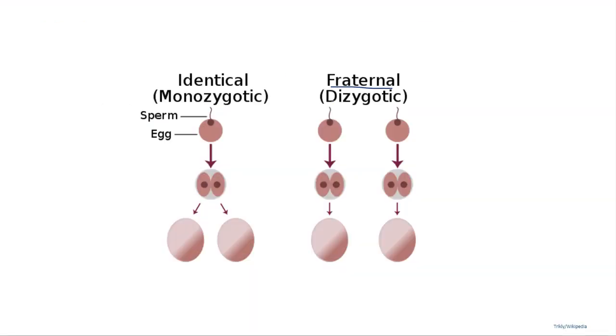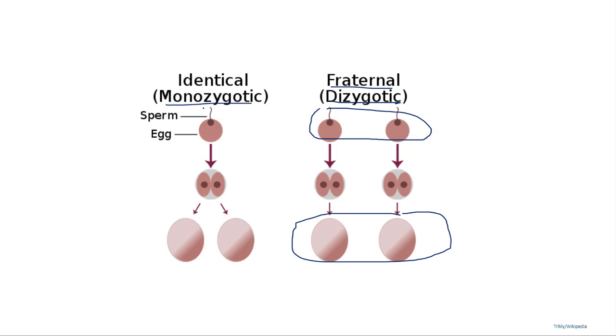So in fraternal or dizygotic twins, you have two separate sperm fertilizing two separate eggs, which go on to produce two babies in a twin pregnancy. In monozygotic or identical twins, you have a single sperm and a single egg which divides in two to produce the twin pregnancy.